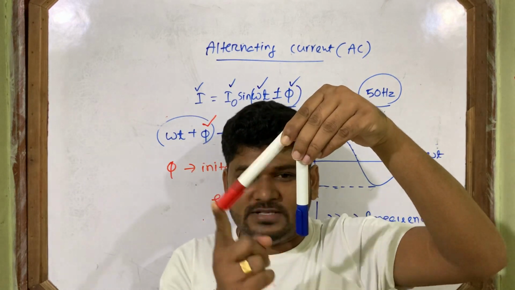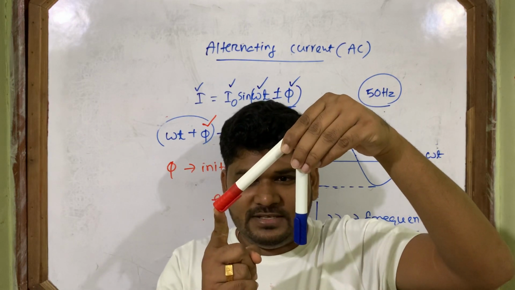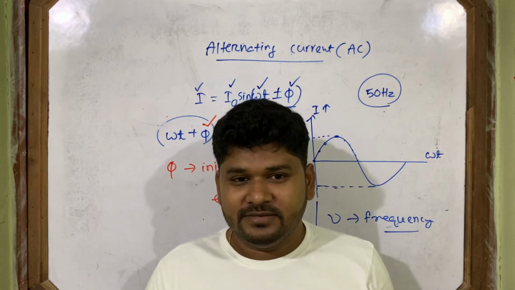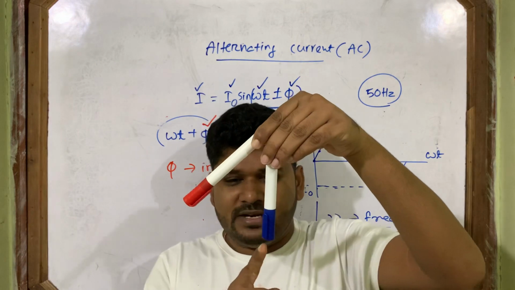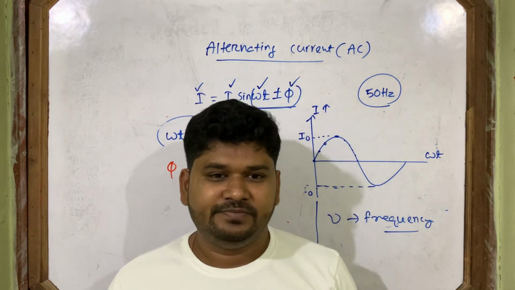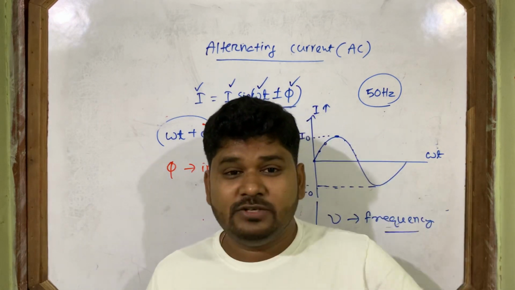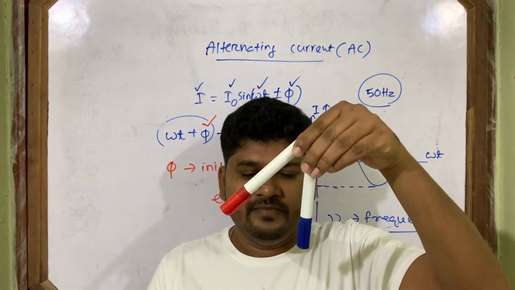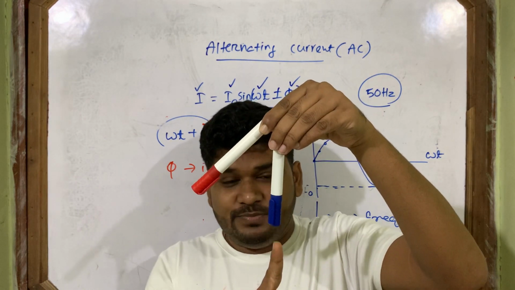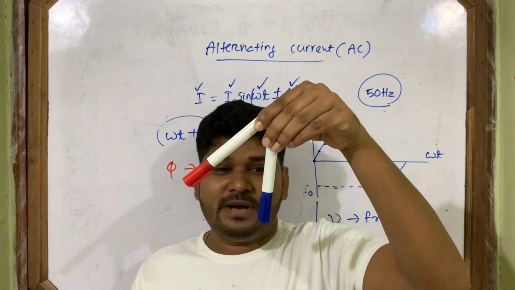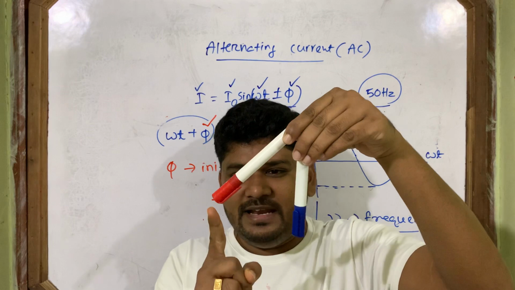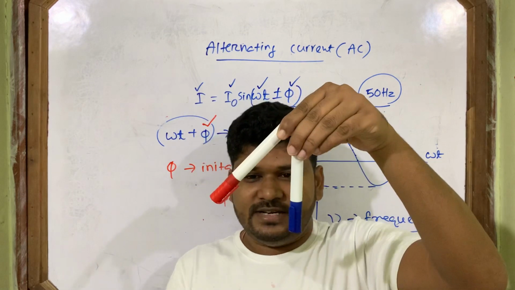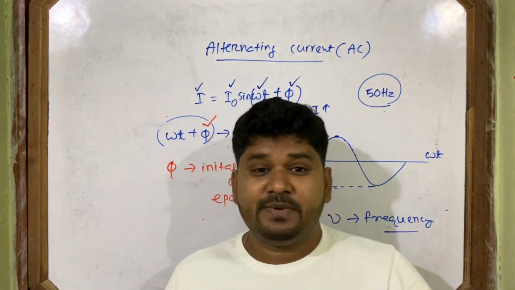And this one starts the motion first. So here it is called, this red marker leads the blue marker. Leads. Mark the word that I am telling. The red marker leads the blue marker by a phase difference of pi by 2. And the same sentence we can also tell this way: this blue marker lags the red marker by a phase of minus pi by 2. It lags by a phase minus pi by 2.